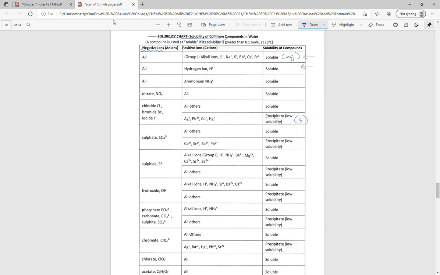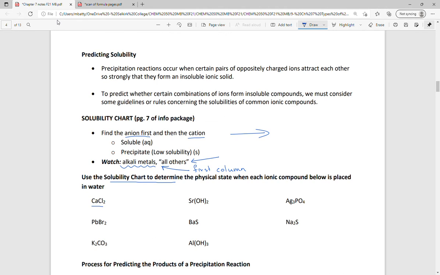So when I look at this, I'm going to find chloride as my anion, and then I'm hoping to find calcium. Now calcium is not spelled out as a cation down here, so calcium would be in the "all others," which means that calcium chloride would be aqueous, or it would be soluble, or AQ. As you work through, this is the way it goes.